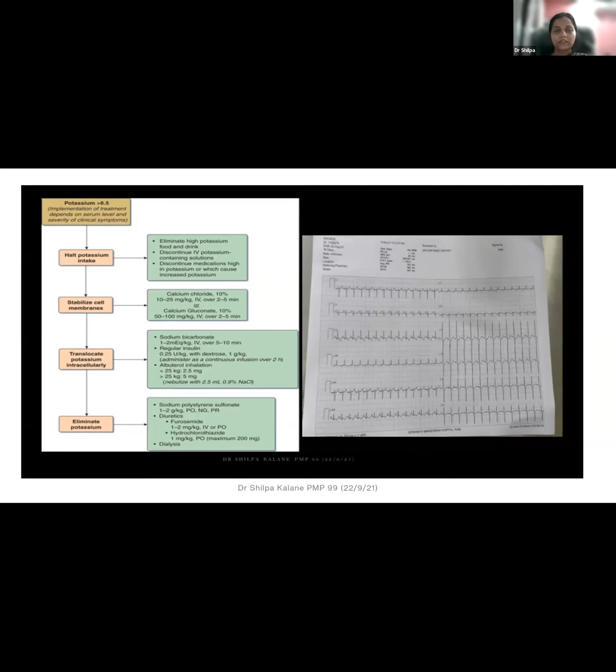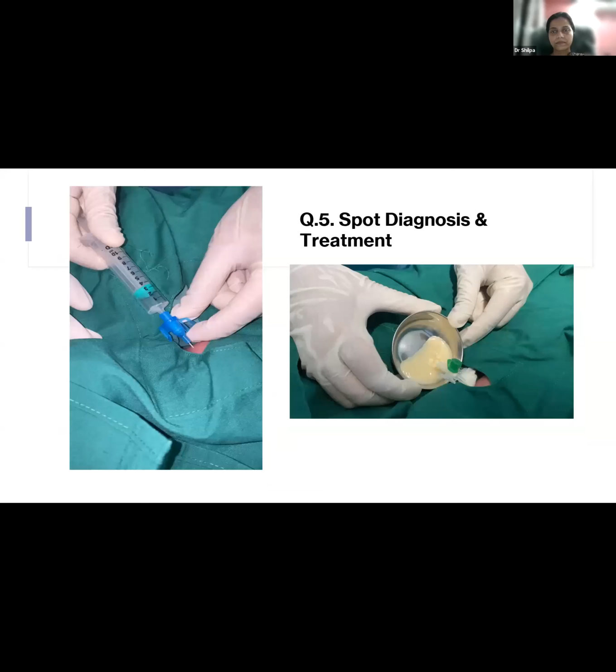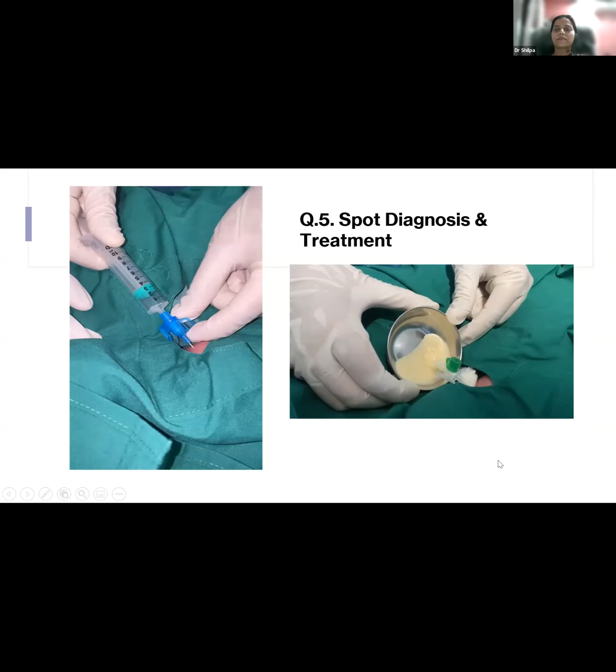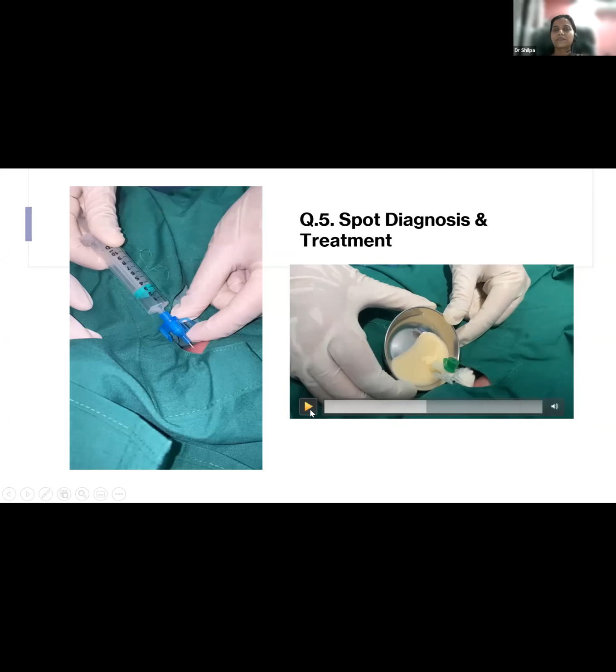Okay, now the next is a spotter. So this is a baby who was on full feed, a preterm baby, and then suddenly had abdominal distension and got ventilated. Okay, now you will see the video and you have to write this diagnosis. Yeah, diagnosis and what's the treatment.